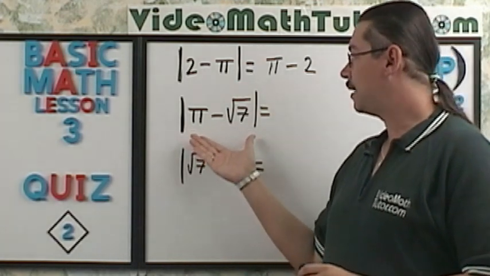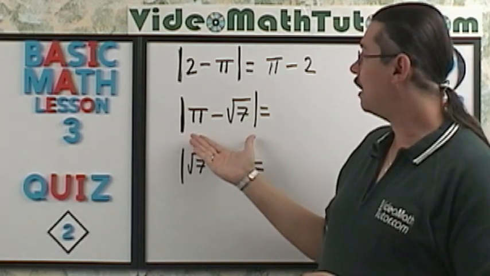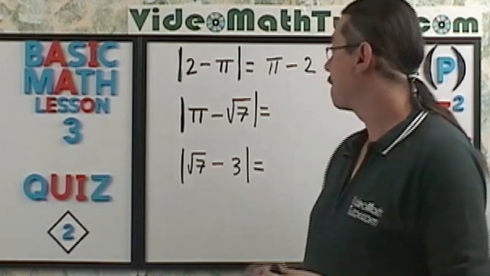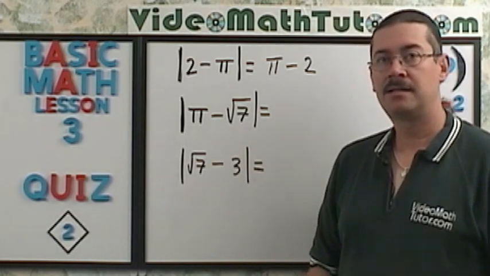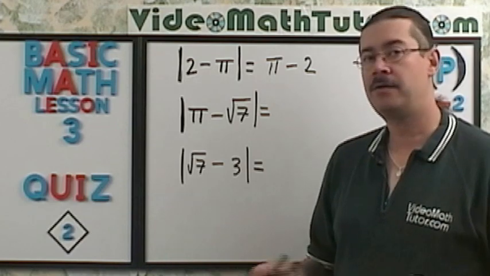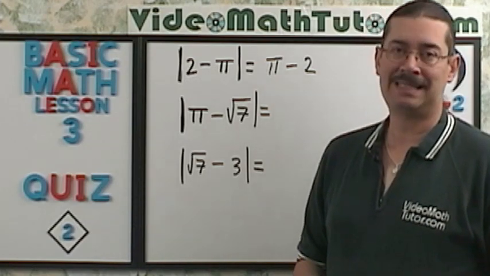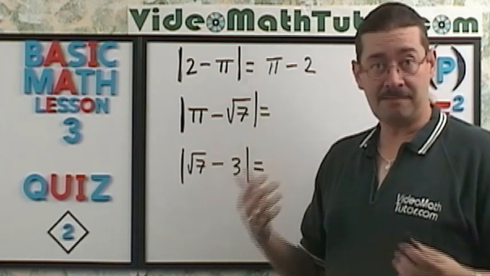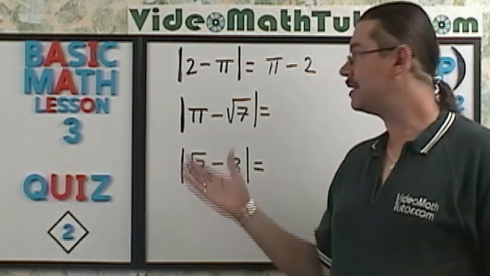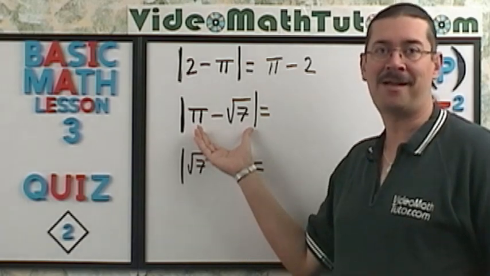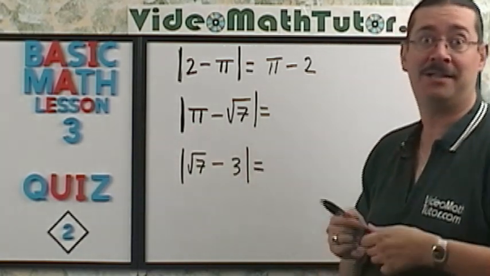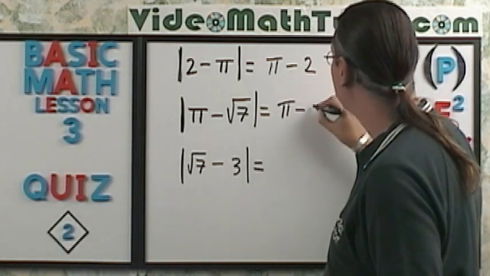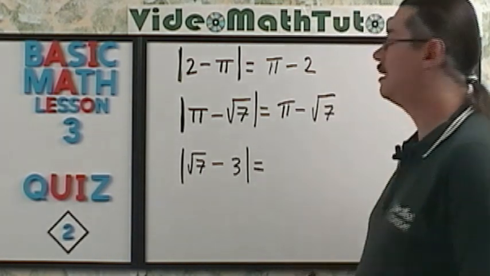On a similar token, you have something that's a little bit even more intimidating looking, but it's really not that bad. Pi is approximately 3.14. The square root of 7, if you use your calculator or table of values or whatever, it's approximately 2.6. So 3 something minus 2 something is positive. Well, since it's positive, I really don't even need the absolute value. So I don't have to switch anything around. This is actually easier than we thought. Amazing. So the answer is just pi minus the square root of 7.